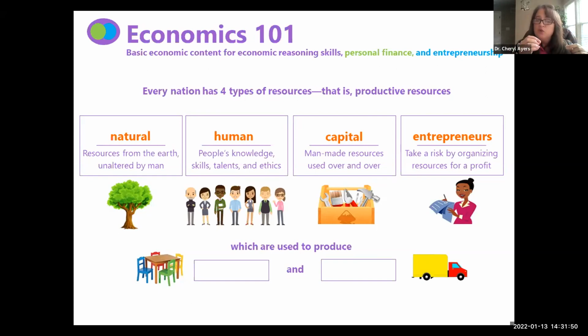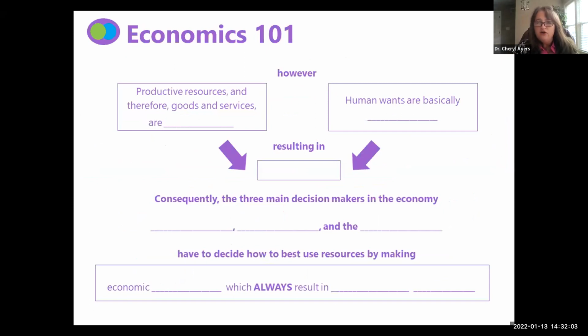So these resources are combined in various ways to produce two types of products. Goods and services. However, here's where the rub comes into play. Productive resources, therefore the goods and services that they go on to make, are limited.